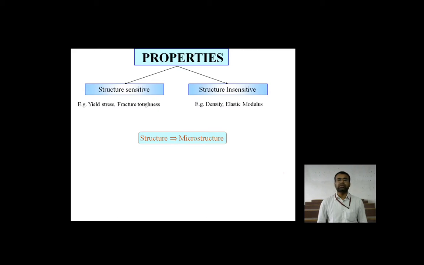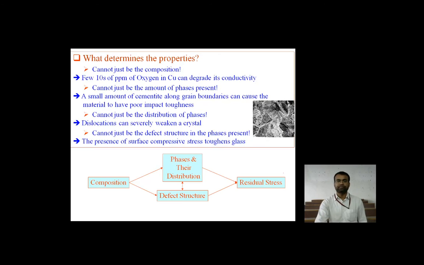So structure sensitivity and insensitivity are related to the selection of the material's properties, and this is related to the microstructure of the material. According to that microstructure, the working condition of the material is defined. So what determines the properties?